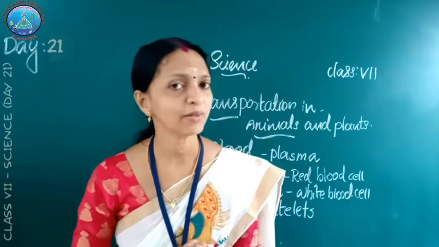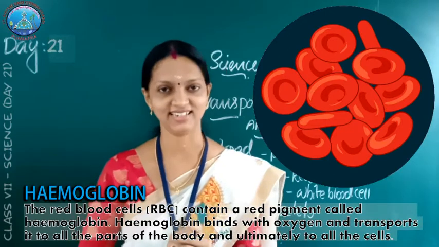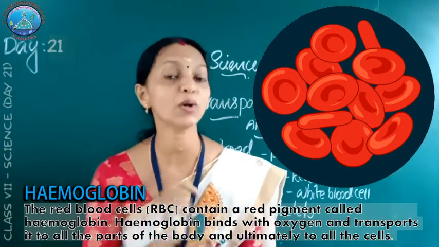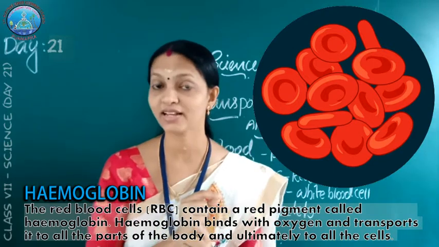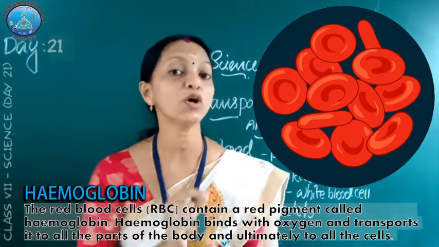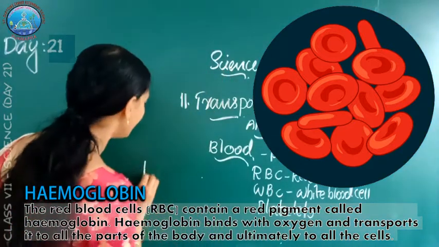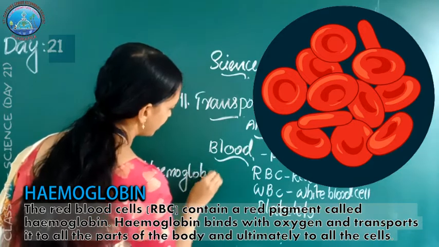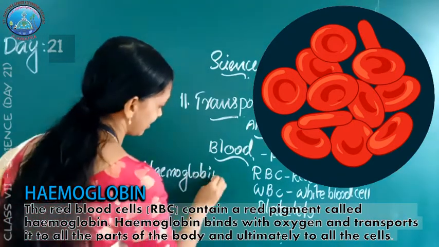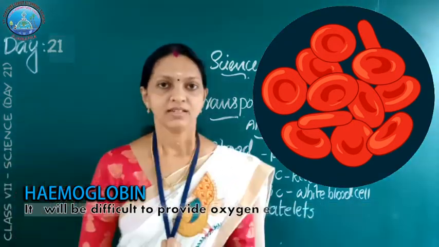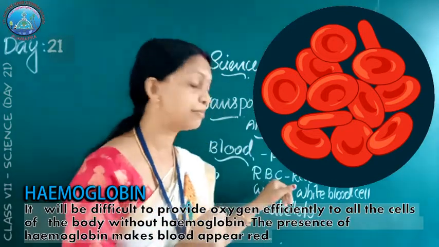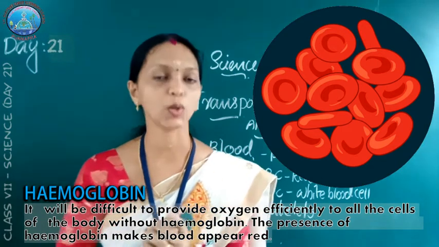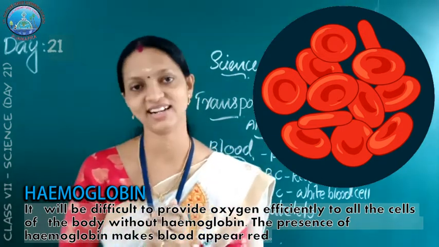What is the color of our blood? Red color. The RBC contains one red pigment, hemoglobin. Hemoglobin makes the blood red in color. Hemoglobin is present in red blood cells, RBC. RBC contains hemoglobin. Hemoglobin is red in color.